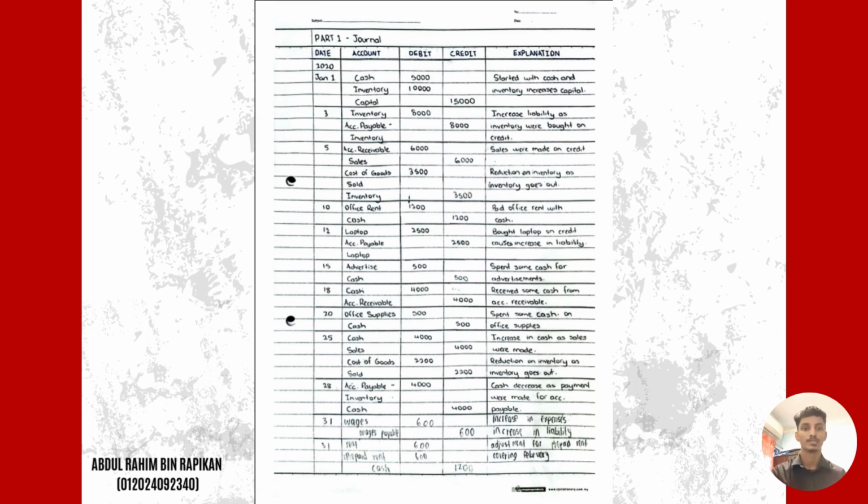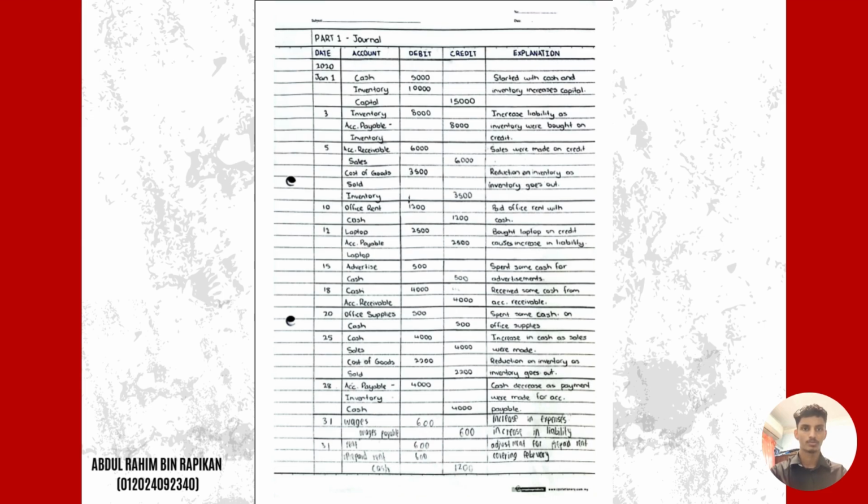For the 10th of January, the office rent was paid with cash, so the office rent account will be debited and the cash will be credited because it's decreasing. For the 12th is laptop. Okay, so laptop is considered as an asset, so it will be debited. Because this is bought on credit, it will be credited the amount 2,500.